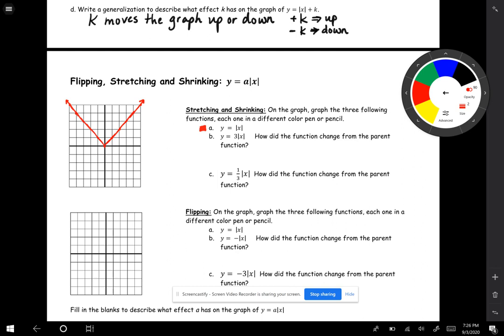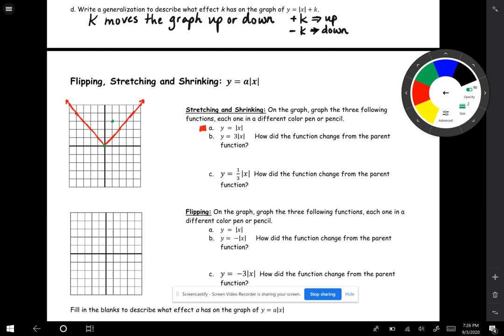So let's do 0. So the absolute value of 0 times 3 is 0. So same starting point. 1 times 3 is 3. So go right 1, up 3. We're not going to be able to fit 2, but if we would go right 2 and we'd go up 6.